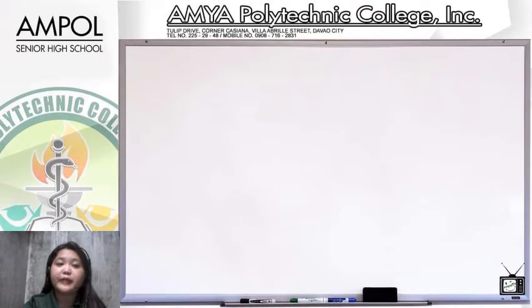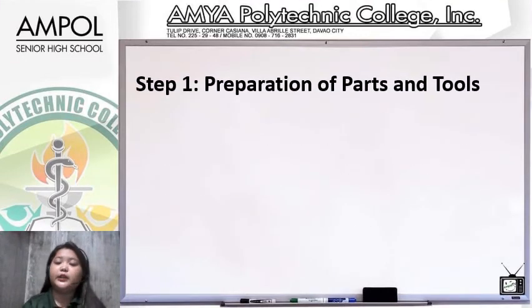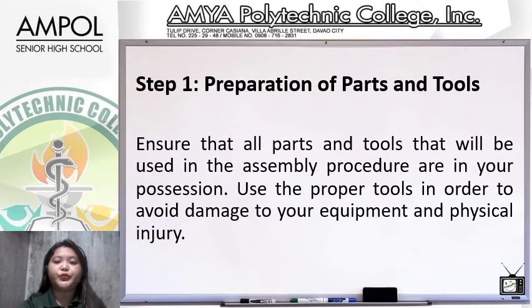So here are the steps in assembling or installing the hardware. Here we have the first step: the preparation of parts and tools. Ensure that all parts and tools that will be used in the assembly procedure are in your possession. Use the proper tools in order to avoid damage to your equipment and physical injury.